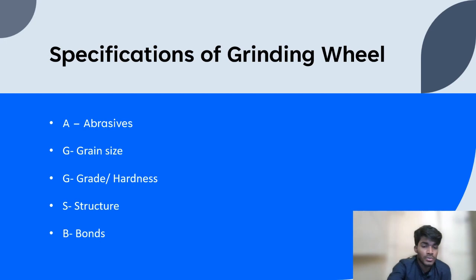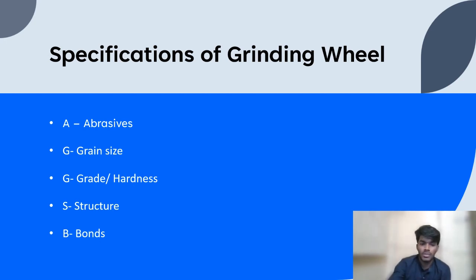Now let's come to the structure or grain spacing. This includes the spacing of the structure. It determines the ratio of the bond and the abrasive to the airspace. A less dense wheel will make a larger cut and create an effective finish on the surface.